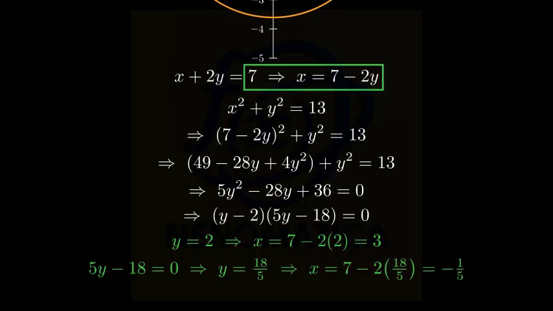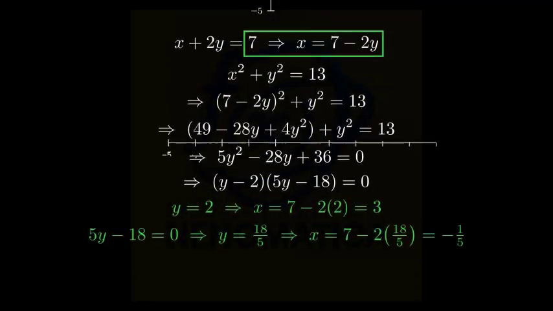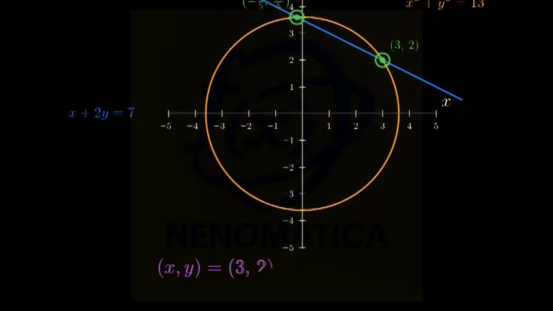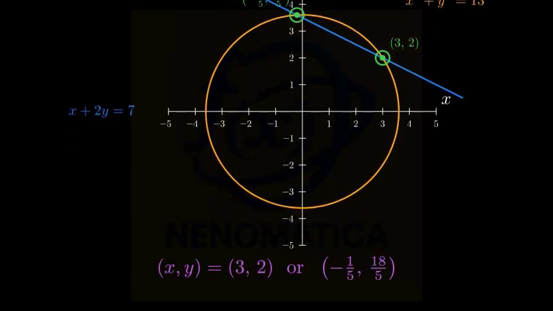These two algebraic solutions match the two intersection points on our diagram. Let us highlight them once more. Therefore, the solutions are the ordered pairs (3, 2) and (-1/5, 18/5).